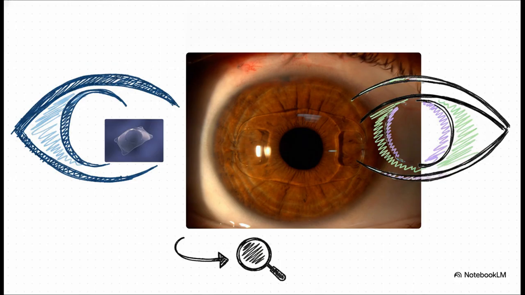In a pseudophakic procedure, we take out the native lens, which instantly costs the patient their ability to accommodate. But with a phakic IOL, we leave that native lens perfectly intact and just slip this corrective implant, essentially an intraocular contact lens, right in front of it, preserving their natural accommodation.